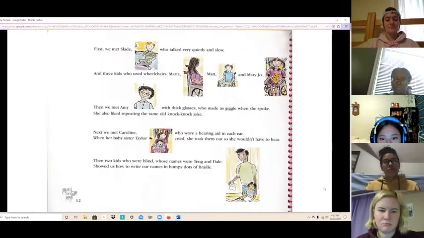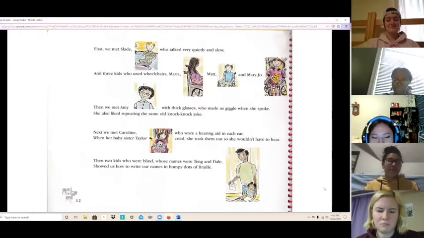First, we met Slade, who talked very quietly and low, and 3 kids who used wheelchairs, Maria, Matt, and Mary Jo. Then we met Amy, with thick glasses, who made us giggle when she spoke. She also liked repeating the same old knock-knock joke. Then we met Carolyn, who wore a hearing aid in each ear. When her baby sister Taylor cried, she took them out so she wouldn't have to hear. Then 2 kids who were blind, whose names were Tong and Dale, showed us how to write our names in bumpy dots of Braille.